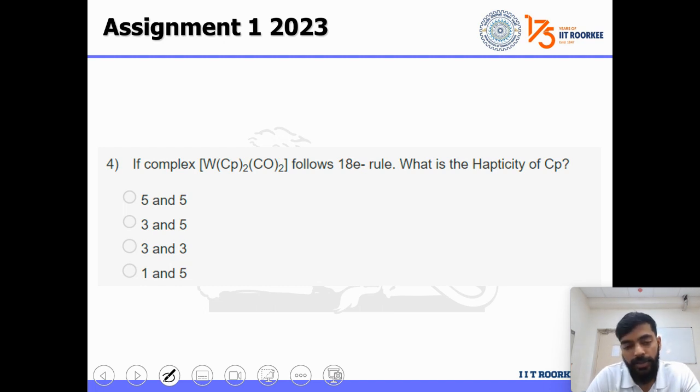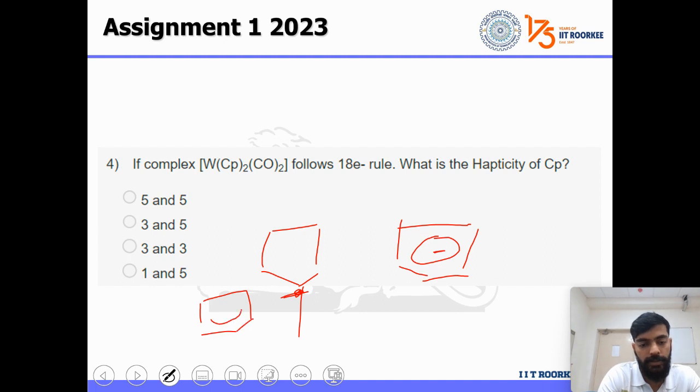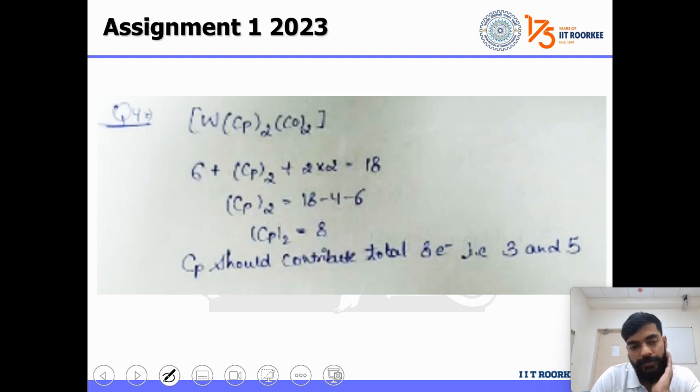We know that it can only share 1, 3, or 5 electrons because the cyclopentadienyl ring is like this. If it is whole, then it is contributing 5. If the charge is here only, then 1, and if it is like this way, then 3. Okay, this is the calculation. 6 for tungsten, Cp2 will remain the same, so Cp2 is getting 8, 3 and 5. Okay, understood? Is it clear?